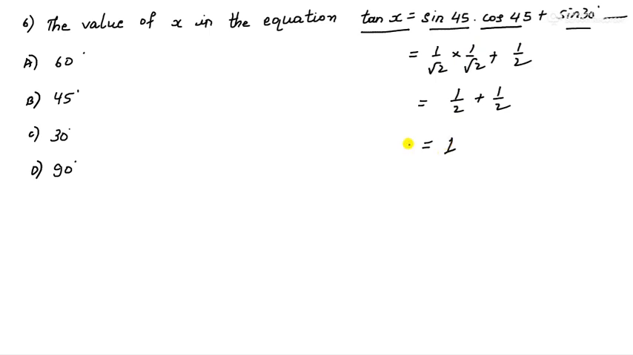So when we solve here, we will get 1 by 2 plus 1 by 2. Half and half is equal to 1. So tan x is equal to 1. So for what value of x do we get tan x equal to 1? It is for 45 degrees. So the answer for x is option number B, 45. Got it?